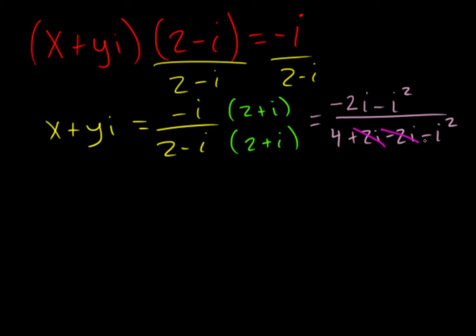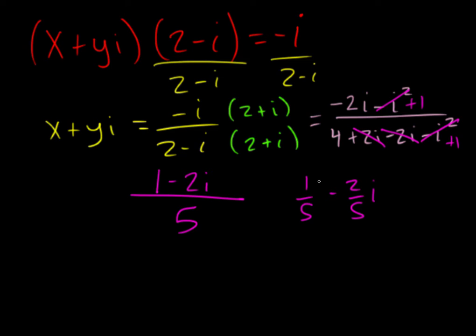This is really just negative i squared. So i squared is negative 1. Negative 1 times negative would be a positive 1. Positive 1 plus 4 is going to give us a 5 on the bottom. And then up here, negative i times negative i is going to give us a positive 1. And so we get 1 minus 2i. And once again, we divide those. So 1/5 minus 2/5 i. And so that means this is x and this is y.